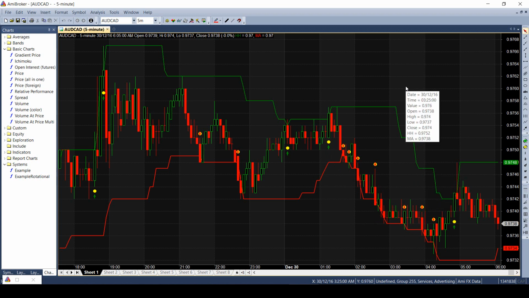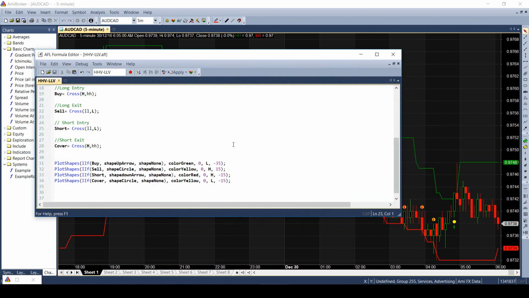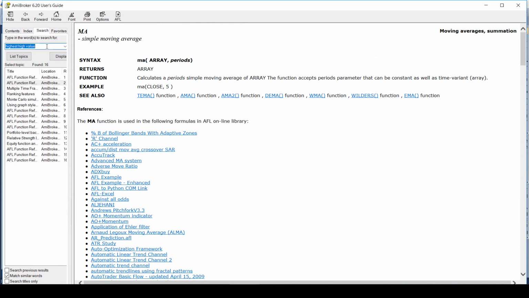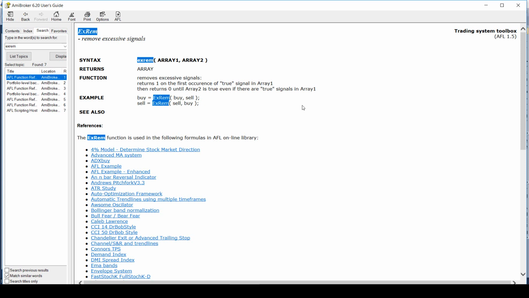During this course, we will discuss several other logical level problems. You will face these challenges in strategy programming, whichever platform you choose. These challenges are not specific to Amibroker. You will face them whether you are coding strategies in Python or Excel or any other platform. To remove the consecutive signals, we will need another function, xrem. See the description of the xrem function. It removes the excessive signals unless there is a matching opposite signal. So it can remove all excessive buys until there is a matching sell, and it can remove all consecutive sells until there is a matching buy.